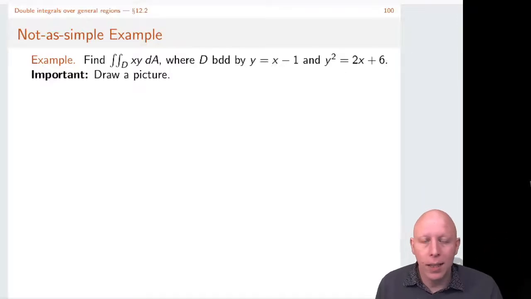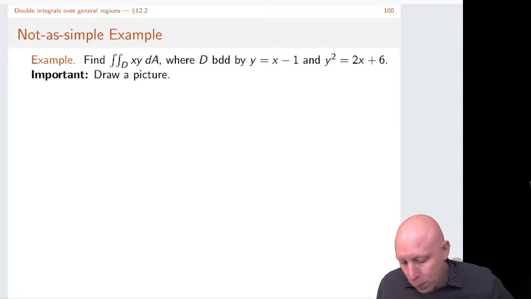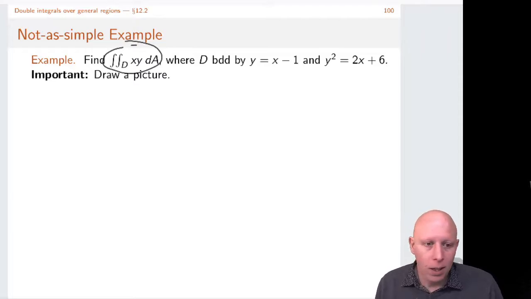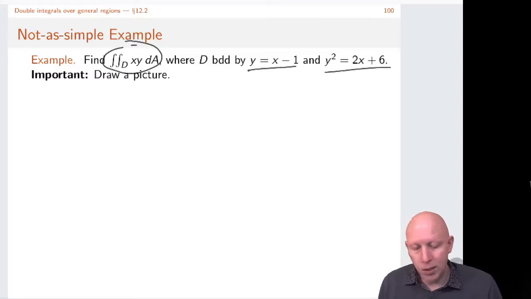Welcome back. This time we're going to do some more examples about integrating over non-rectangular regions. Here is a double integral of a relatively simple function. Because the function is relatively simple, we are going to focus on which is the right way to slice. So we have two functions here, y is equal to x minus 1 and y squared equals 2x plus 6.